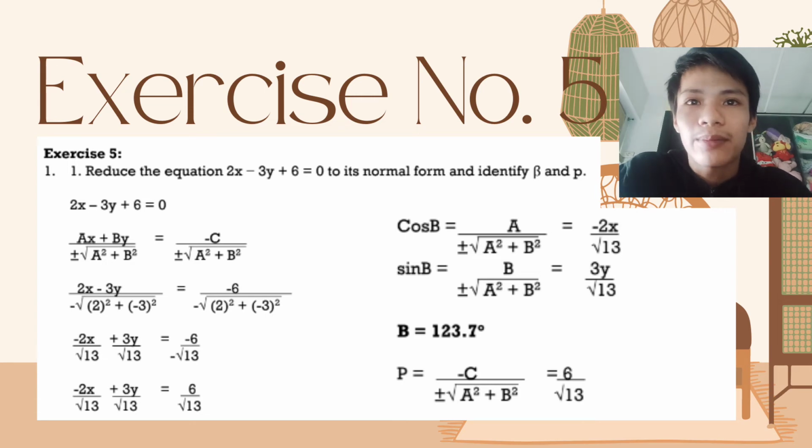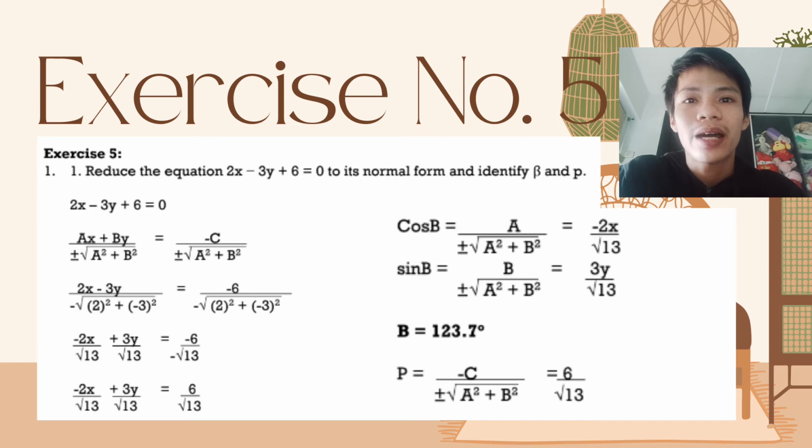So, pagdating naman sa cos b, a over plus or minus square root of a squared plus b squared is equal to negative 2x over square root of 13. Sa sin b naman is equal to b over plus or minus square root of a squared plus b squared. And then yung dun sa taas na pala, nakalimutan ko yung b, so is equal to 3y over square root of 13. So, yung b natin is 123.7 degrees.